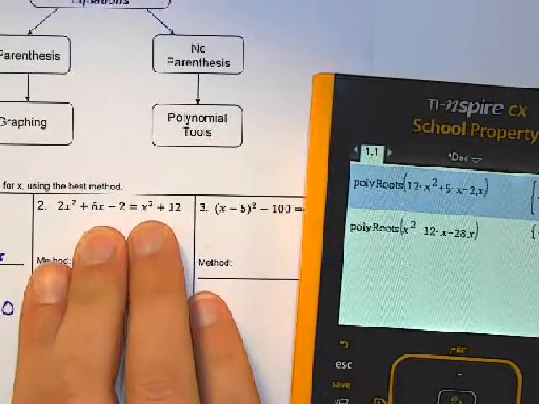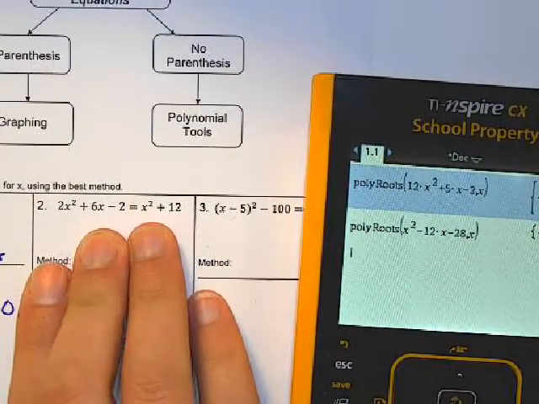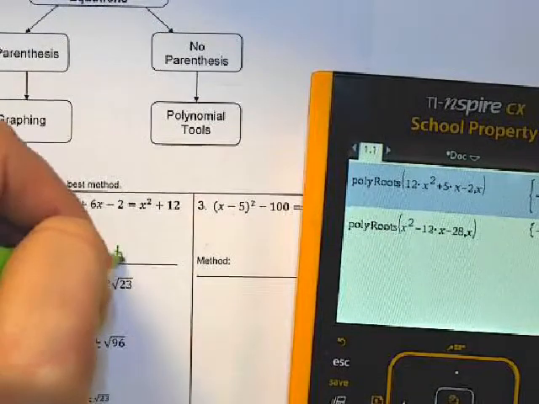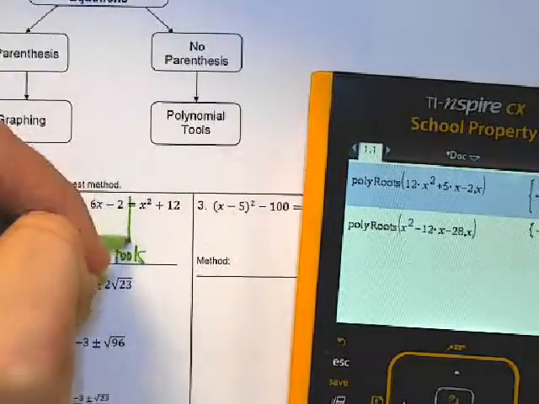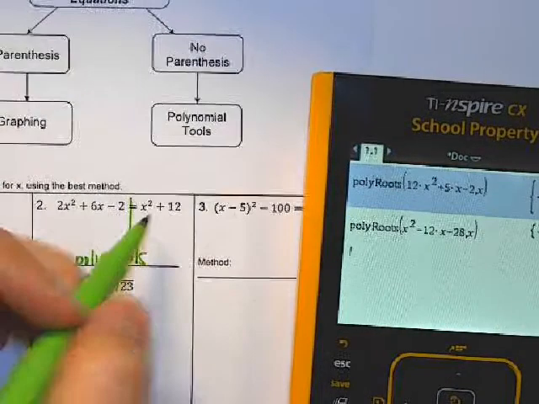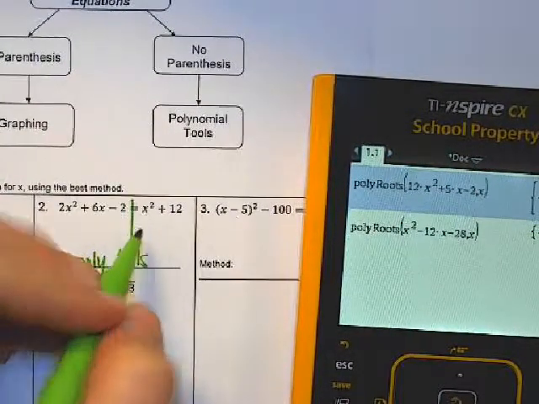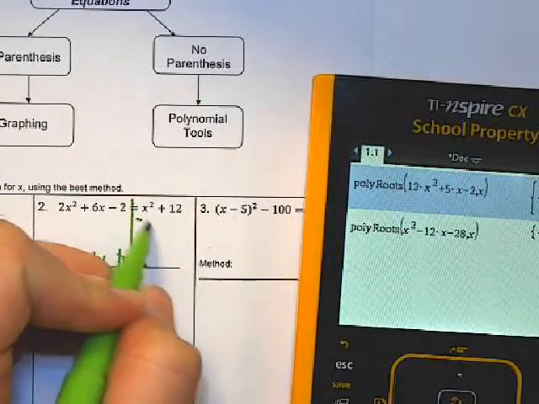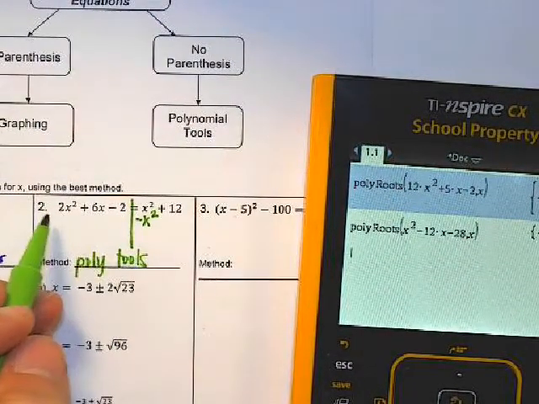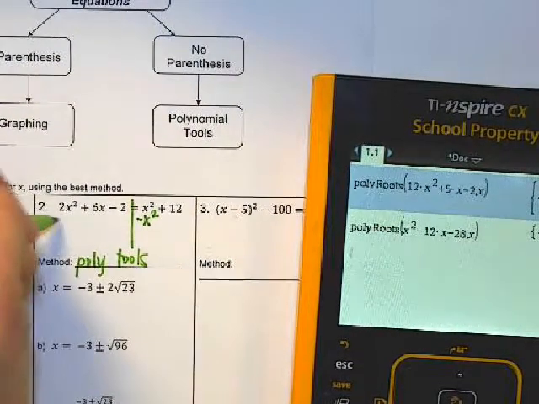Okay, look at number 2. What method am I going to use? Polytools. Why? No parentheses. Now I don't like doing this, but because we don't have a lot of space, I'm going to move 2 numbers at one time. So how do I move this x squared? Minus x squared. Does it have a like term? Yes, 2x squared. So I'm going to write it underneath that.